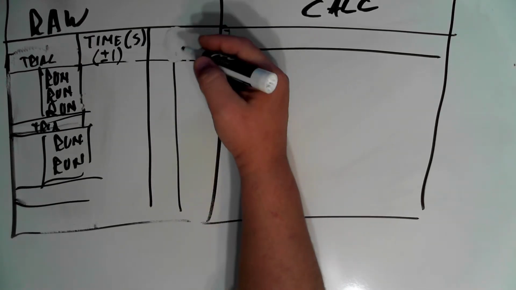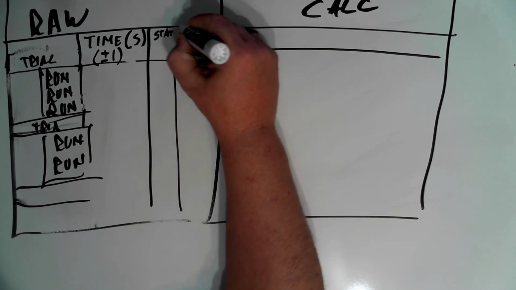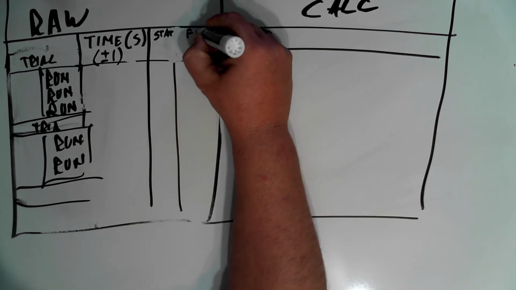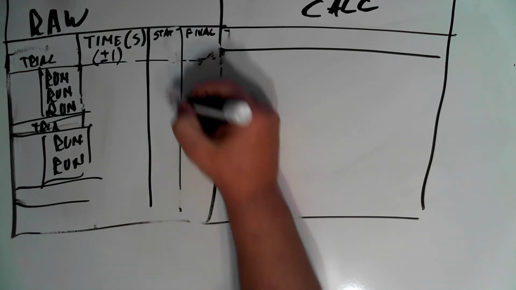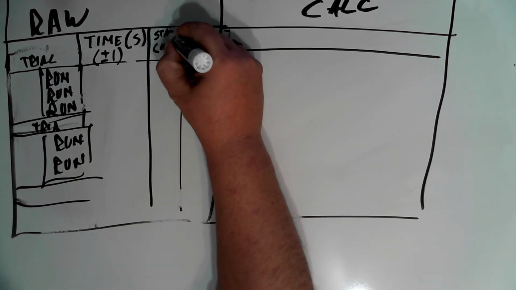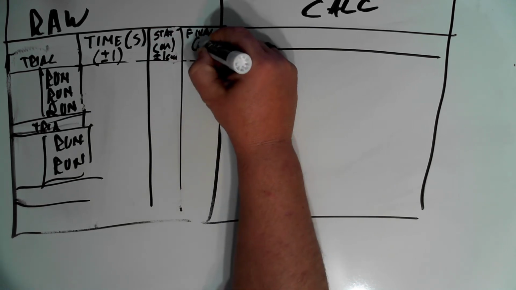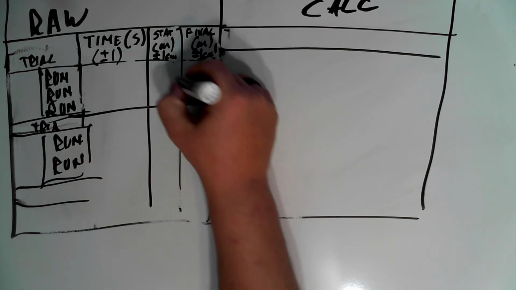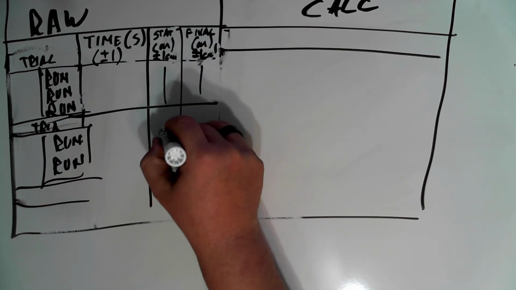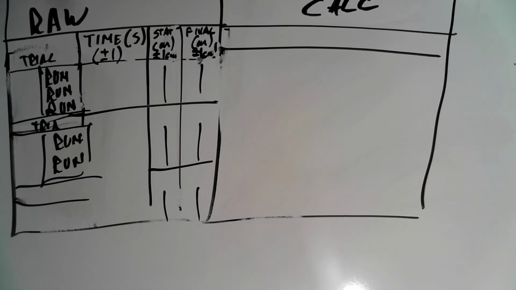Okay, the next thing is going to be, and for this one, there would actually be starting position and final position. Because the trials are all the same for the starting and the final, I'm going to say that's going to be in meters, plus or minus 1 centimeter. And then it's all going to be one value for each trial. Okay?